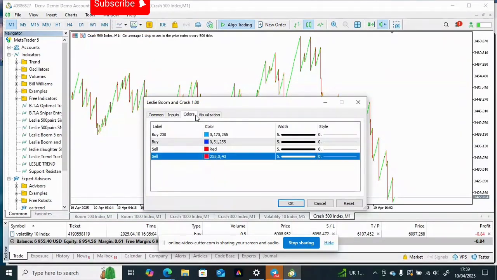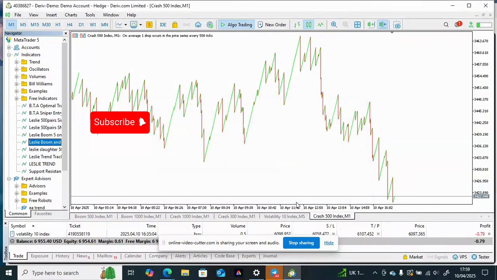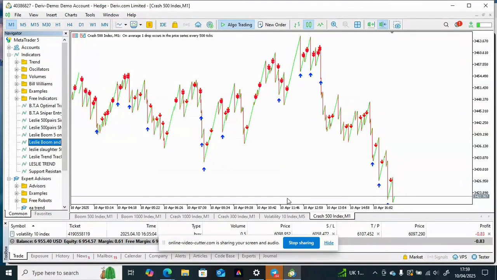On the colors, what you need to do is come right here. You have two colors for buy and two colors for sell. That is just for extra confirmation. When you see them appearing double, it is a good signal. So let's click on OK. Voila, you have it on your chart.